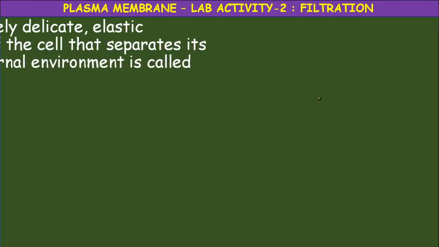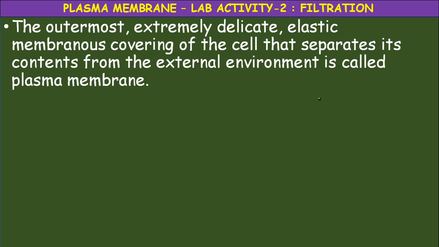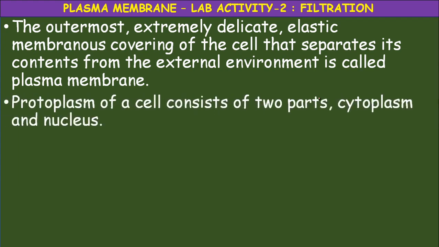Okay, that is the wonderful function of the plasma membrane. The outermost extremely delicate elastic membranous covering of the cell that separates its contents from the external environment is called the plasma membrane. Okay, it is the outermost protective membrane. The protoplasm of a cell consists of two parts. What are they? Cytoplasm and nucleus. Protoplasm is equal to cytoplasm plus nucleus.